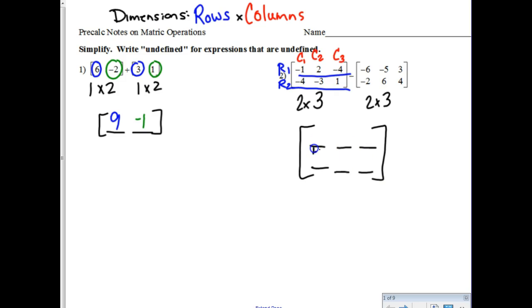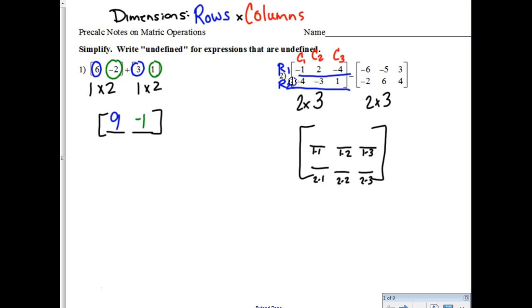So like this is position 1, 1, this is position 1, 2. You don't have to write this part down. This is position 1, 3. This is position 2, 1. This is position 2, 2. And this is position 2, 3. All those position markers tell you what row and what column it's in. That becomes really, really important when we get to multiplying.